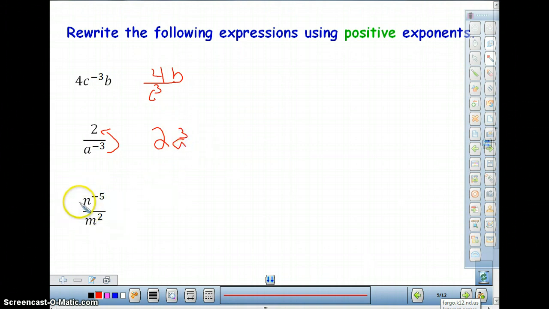Okay, here I've got n to the negative 5th. That's got to go to the bottom. But my m squared is already positive, so that stays where it's at. So I'm going to put a 1 on top, and then on the bottom, I'm going to have my n to the 5th, because I make my exponent positive, and m squared.